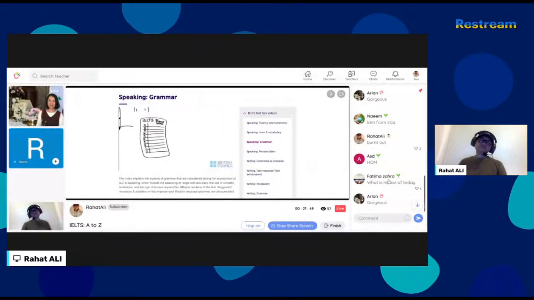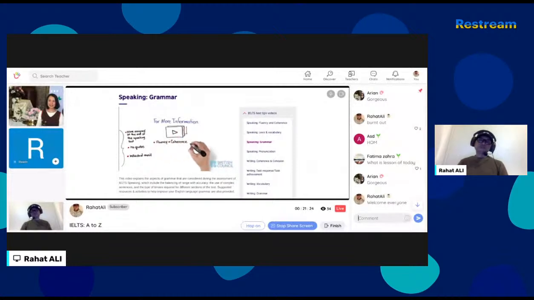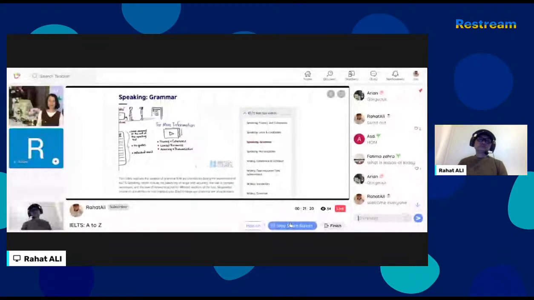IELTS results range from band scores of 1 to 9. However, there are not specific questions for different band scores, and there can't be, as the score isn't assigned until the end of the speaking test. Also, remember there are no quotas for IELTS band scores. Each individual is scored on their own merits. For more information, please see the other speaking test videos: Fluency and Coherence, Lexical Resource and Accuracy, and Pronunciation.